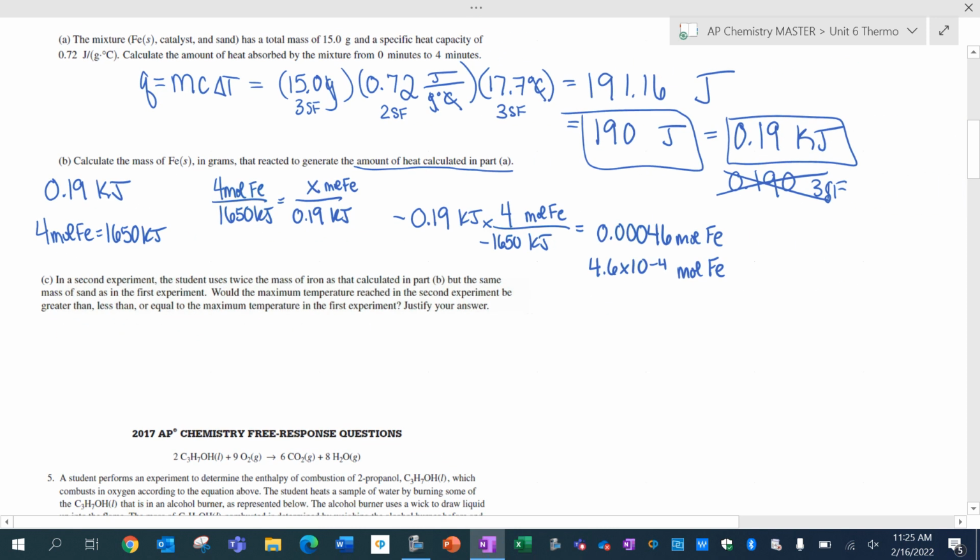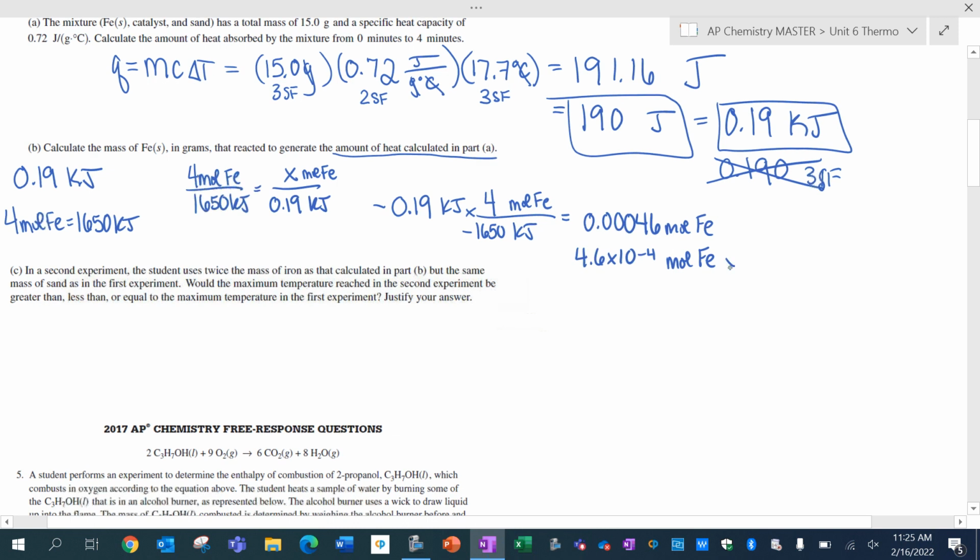And I want to know grams of iron. So I'm going to look up on the periodic table, and I'm going to use my molar mass of iron, and it's 55.85 grams per mole. So when I multiply that by 55.85, I get 0.026 grams of iron as my final answer.